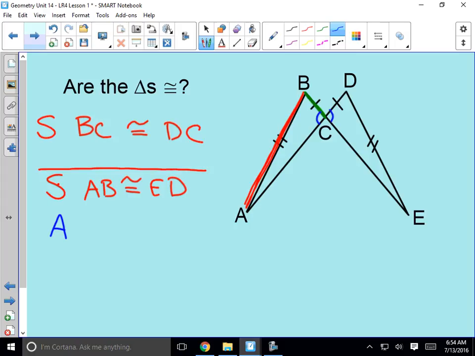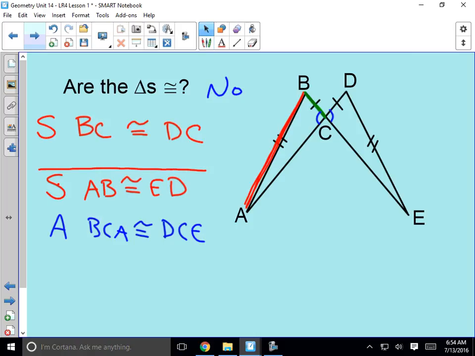So we've got BCA is congruent to DCE. We know that that's true, but notice the angle is not inside, so these are not congruent triangles, because we can't use the ASS or the SSA congruent statement for those problems.